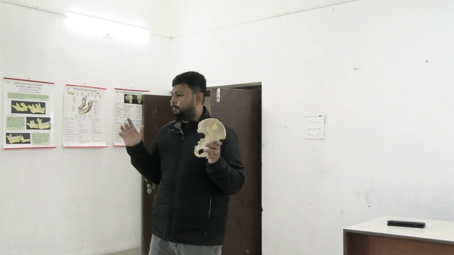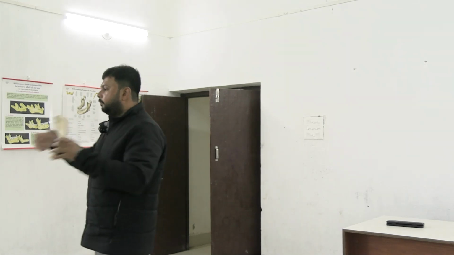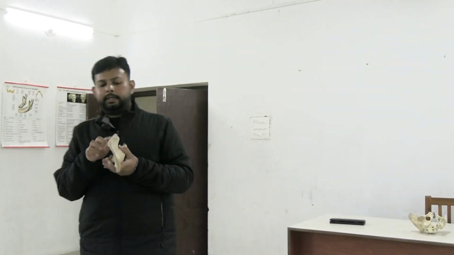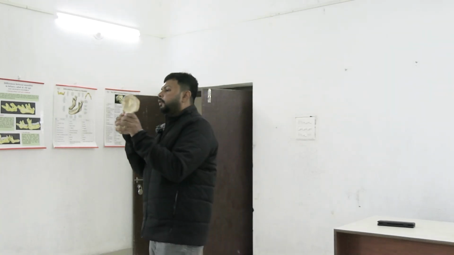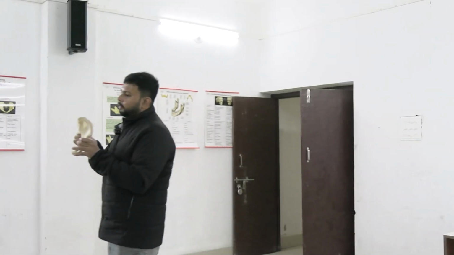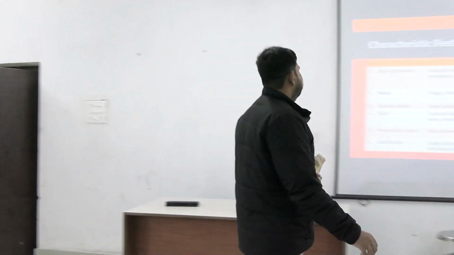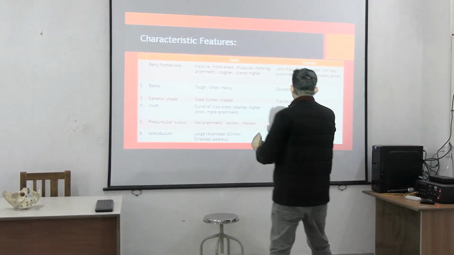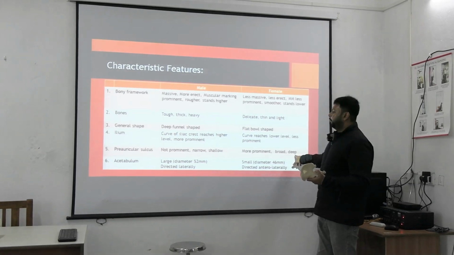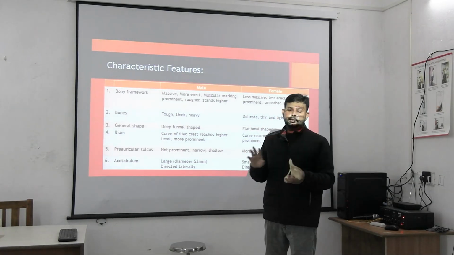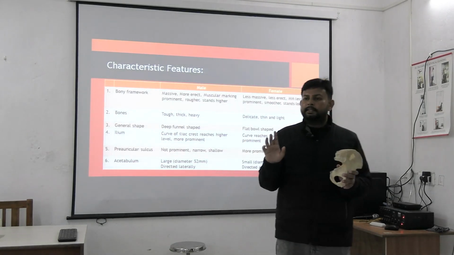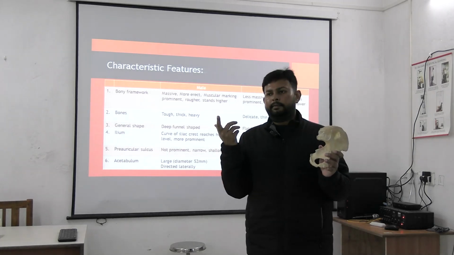Because there are some ligaments passing through it that holds the female structures. That's why the pre-auricular sulcus will be more prominent in females. Very important. So that is clear? More prominent, broad and deep, pre-auricular sulcus. In case of males, it may not be there.